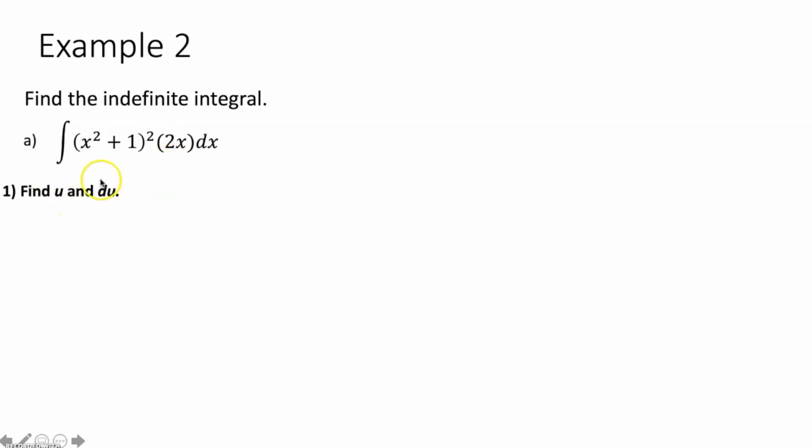So we're going to set u equal to our innermost function. But as we said, there's multiple functions here. So when that occurs, we need to set u equal to whatever function, if I were to take the derivative of it, would equal the other function. So I'm going to set u equal to x squared plus 1.